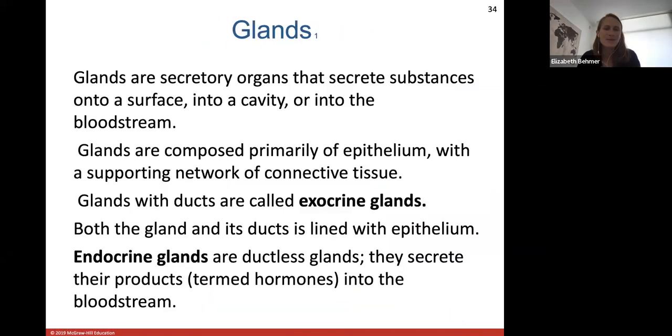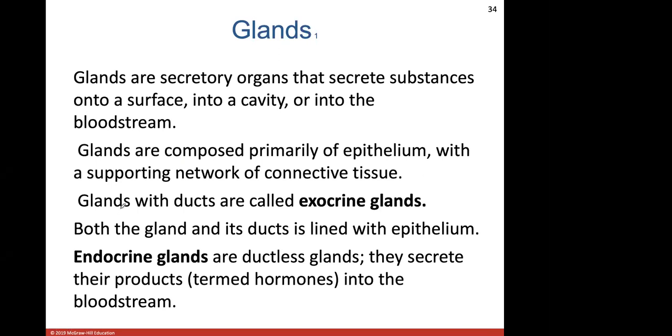Glands also fall into this epithelial type of tissue. A gland is a secretory organ that secretes substances onto a surface like your skin, into a cavity like your digestive tract, or into the bloodstream like a hormone from an endocrine gland. Glands are composed primarily of epithelial tissue with a supporting network below of connective tissue.